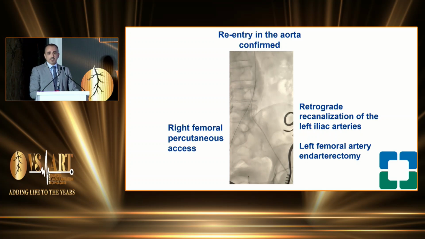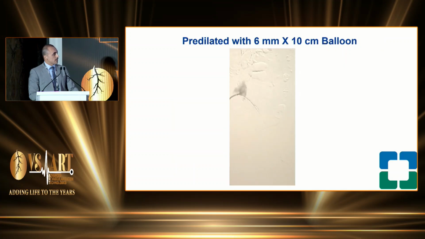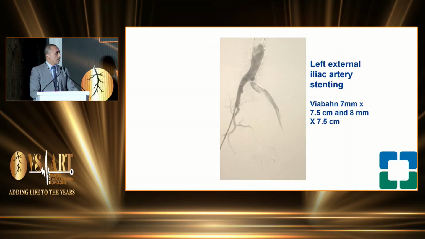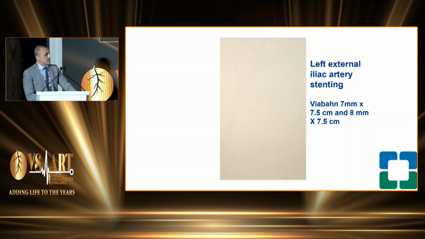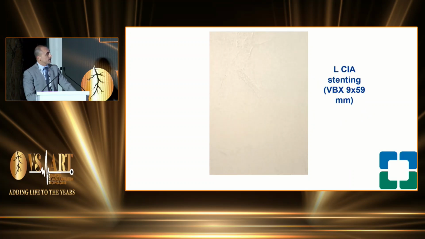Now, to stent from distal to proximal, what I usually do is a through-and-through wire for pushability and to be able to telescope it, snare the wire from the right side, and advance my external iliac stent. This is a pre-dilatation with a plain 6 millimeter balloon, stented with a self-expanding covered stent. You see 7, then built up to 8 on a low profile. And finally, we stented the left common iliac artery.